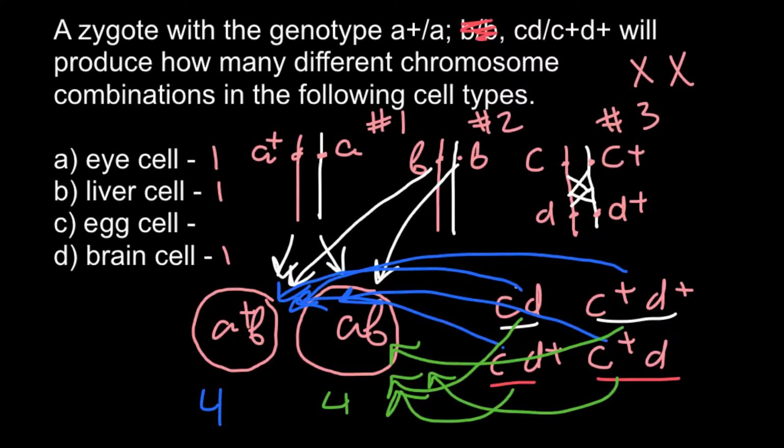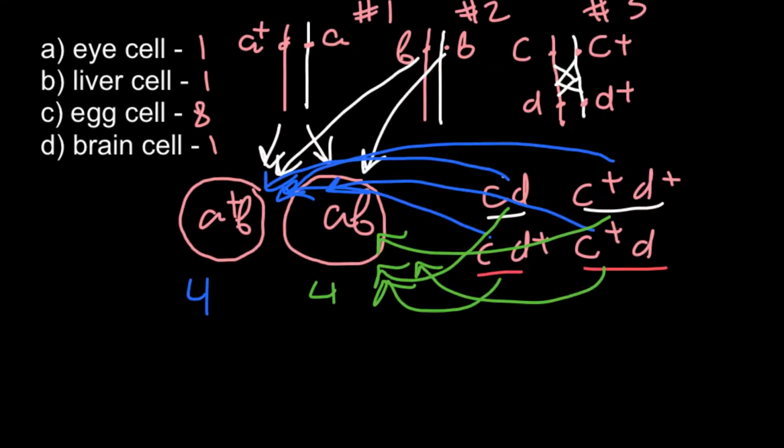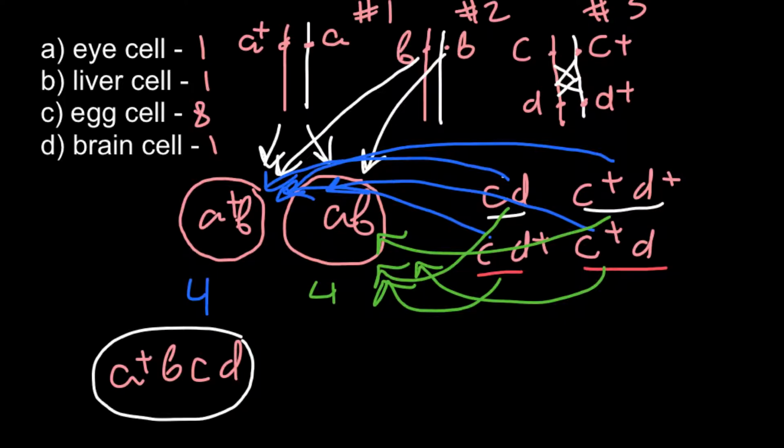So total number of different variants of the genotypes of the egg cell would be 8 variants. Let me list at least a couple of variants to demonstrate. So once again, here we have genotype A plus B, and if it would combine with this genotype, we would have A plus B and C, D. So this is going to be genotype of the egg cell, and another variant would be the same, A plus B.